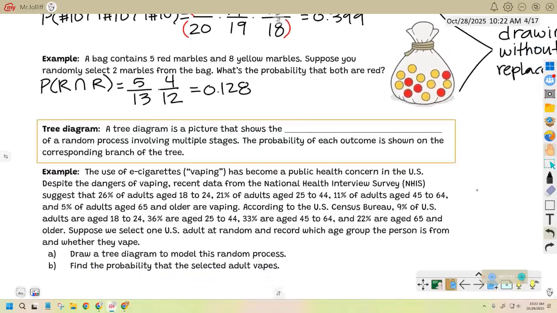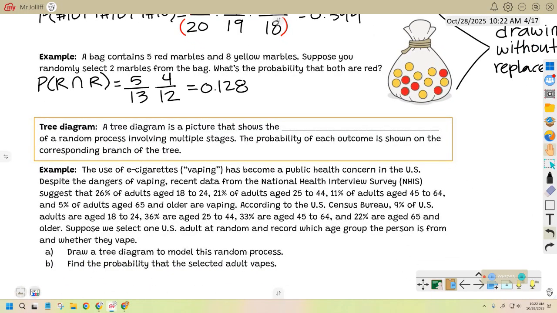Good. Okay. Questions for our multiplication rule? And shaking our head. No, not too bad, right? Or means add, and means multiplication. We can do this. Okay.